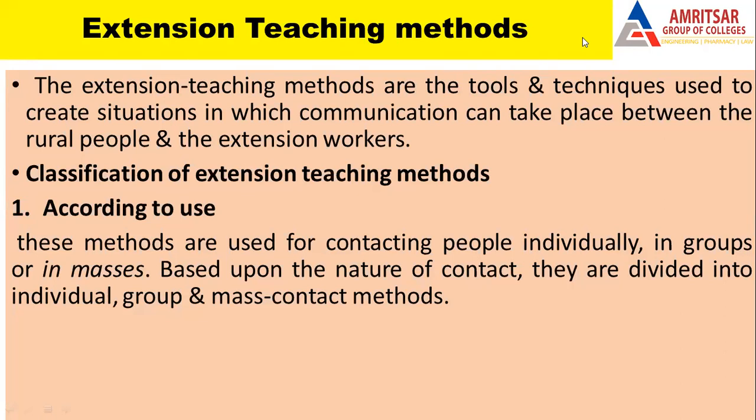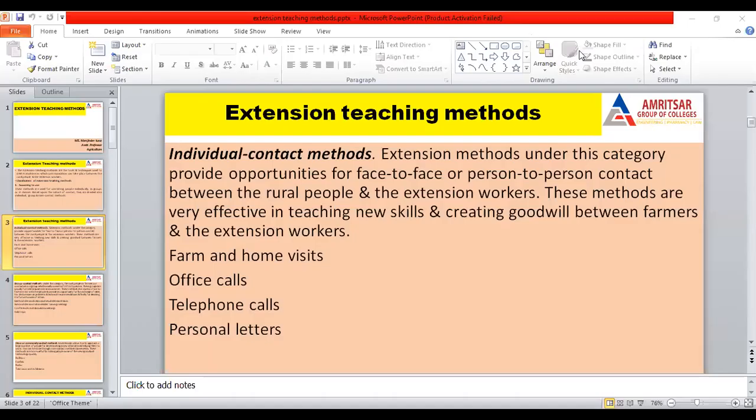First method is individual contact method. In an individual contact method, the extension worker contacts rural people individually, either by phone calls, personal calls, or by sending personal letters. They contact the rural people by office calls, telephone calls, and personal letters.